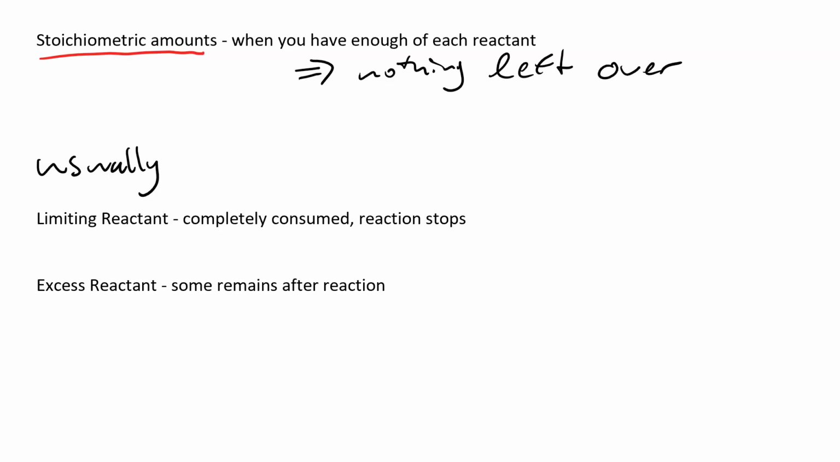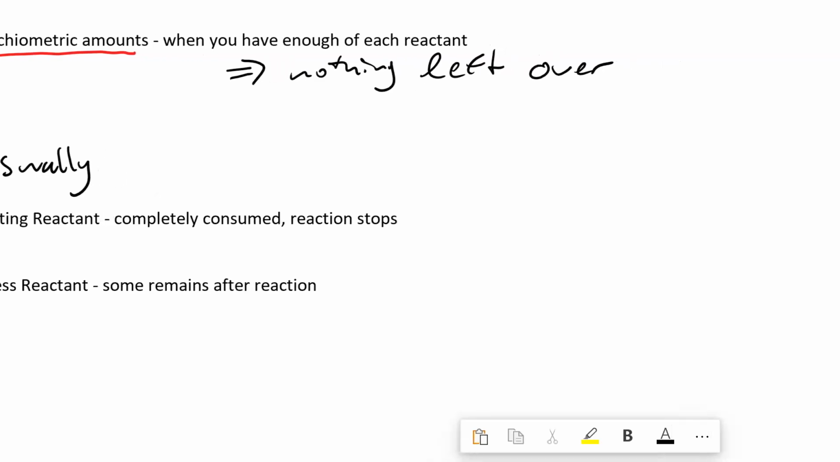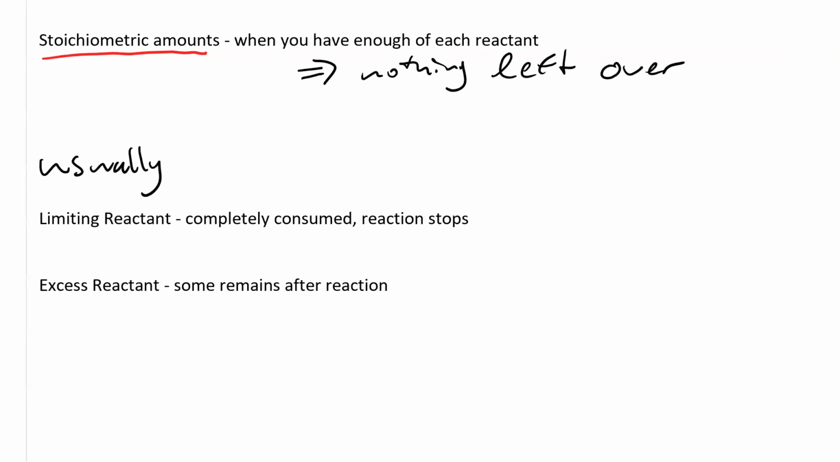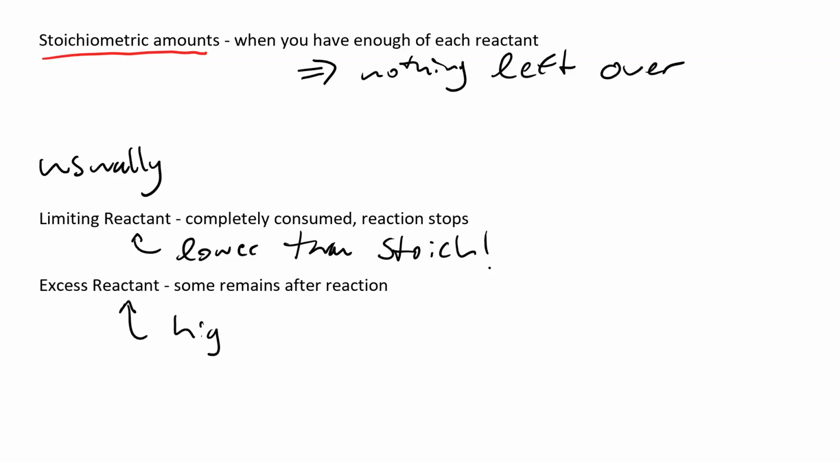Usually, you have a limiting reactant that's completely consumed, and then the reaction stops. This is lower than a stoichiometric amount. And you have an excess reactant that remains after the reaction stops, because this is higher than the stoichiometric amount.